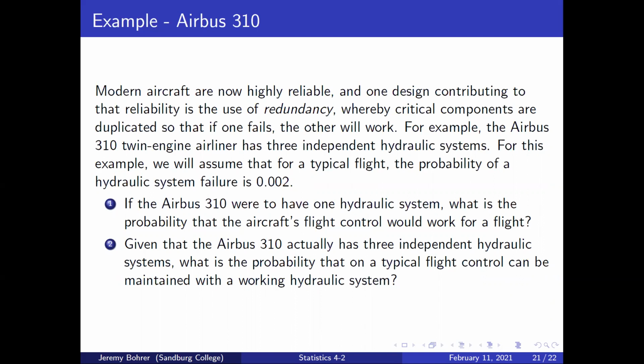For example, the Airbus 310 twin-engine airliner has 3 independent hydraulic systems. For this example, we will assume that for a typical flight, the probability of a hydraulic system failure is 0.002. If the Airbus 310 were to have 1 hydraulic system, what is the probability that the aircraft's flight control would work for a flight? And given the Airbus 310 actually has 3 independent hydraulic systems, what is the probability that on a typical flight, control can be maintained with a working hydraulic system?